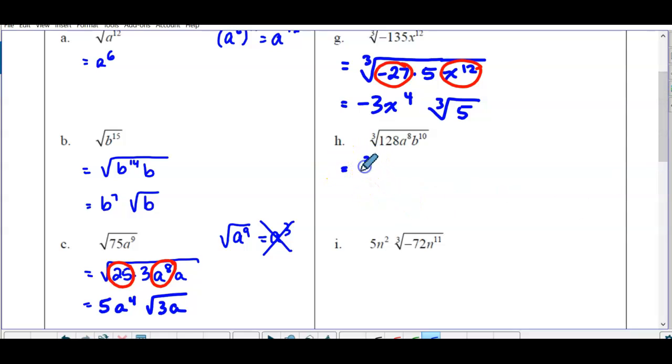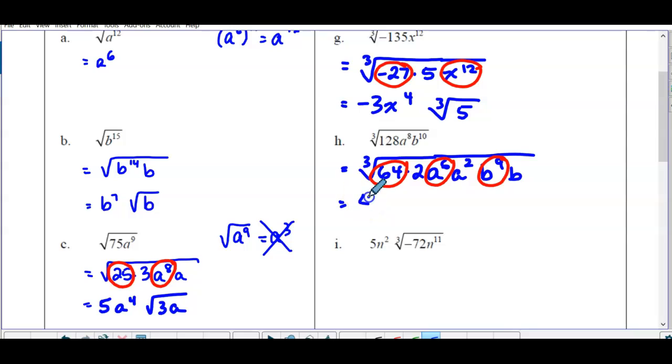Next one. 128 is 64 times 2. A to the 8 is not a perfect cube. The next lower multiple of 3 is a to the 6. So that would be a to the 6 times a squared. B to the 10. 10 is not a multiple of 3. Next lower multiple of 3 is 9. So b to the 9 times b. So there's my perfect cube. There's a perfect cube. There's a perfect cube.